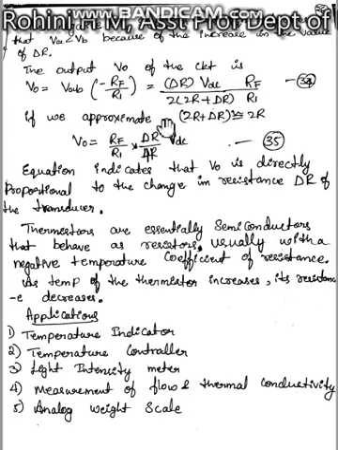This equation indicates that Vout is directly proportional to the change in the resistance value, that is delta R, of the transducer. Thermistors are essentially semiconductors that behave as resistors, usually with a negative temperature coefficient of resistance. As the temperature of the thermistor increases, its resistance decreases. Applications of thermistors include temperature indicators and controllers, light intensity meters, measurement of flow and thermal conductivity, and analog V scale.